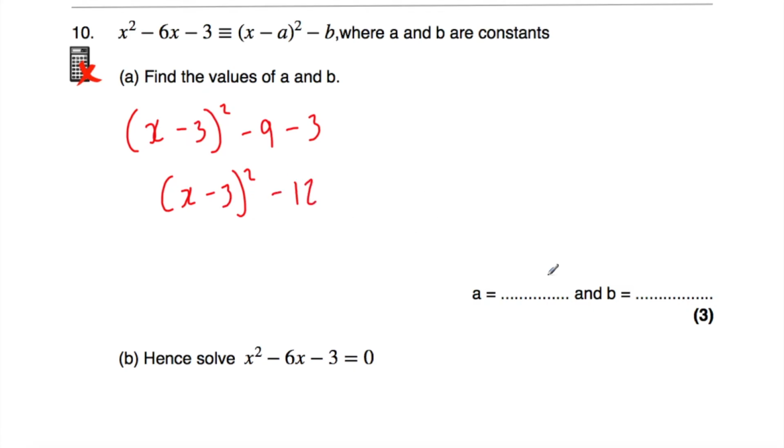And we've been asked to write down the values of a and b, and because it's (x minus a) squared minus b, that means that a is equal to 3 and b is equal to 12, because we're taking away 3 and we're taking away 12.